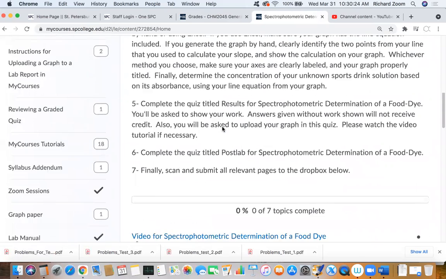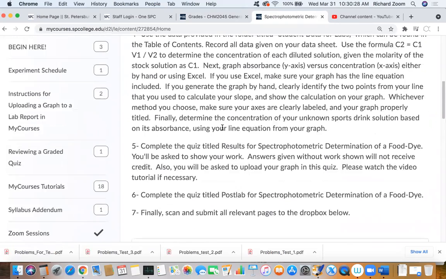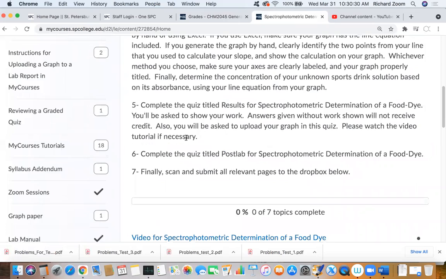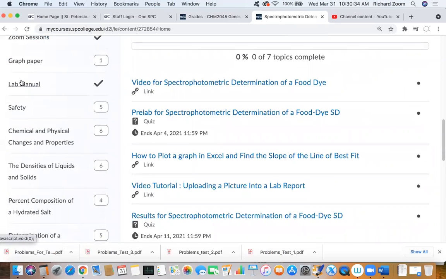I figured I might as well try it handwritten, and then if it didn't work, then I'll go to Excel. Yeah, well, it didn't work. But that's okay. Yeah. All right, let's have a look at the lab manual.